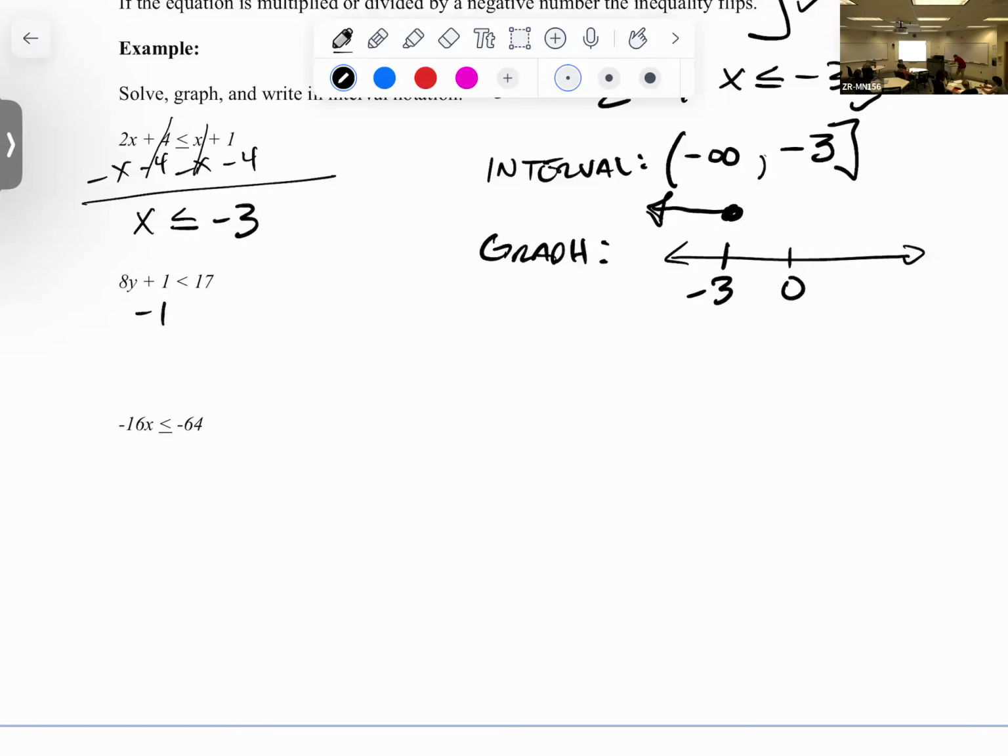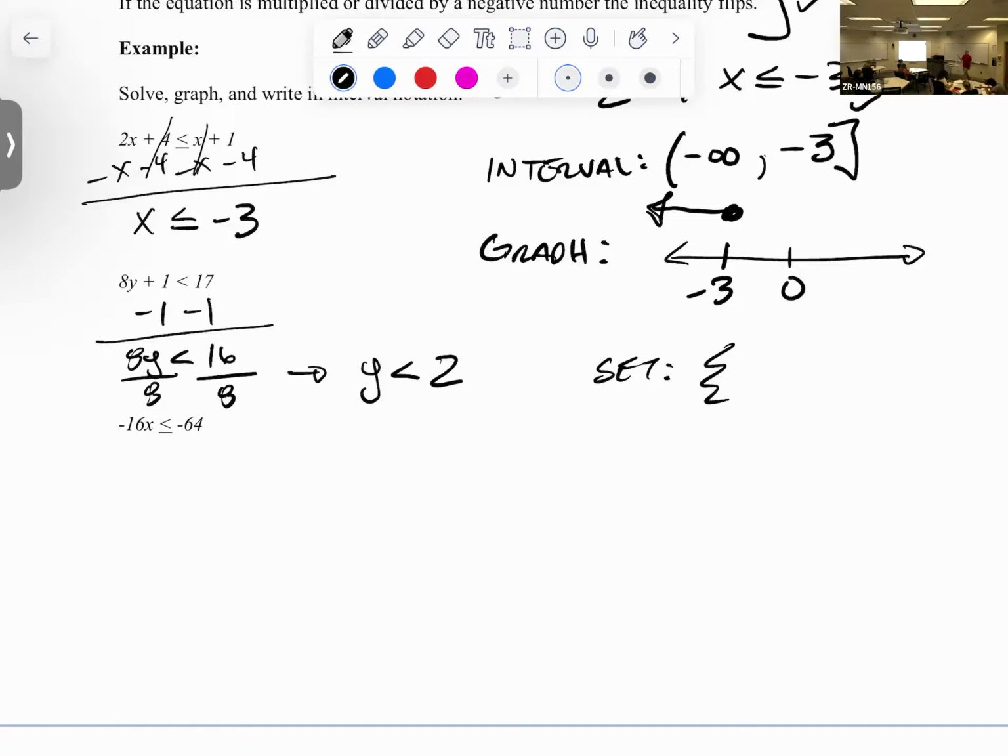Similarly, let's solve this guy. y less than 16 divided by 8 gives us y less than 2. Okay, so set builder. Once you've solved the inequality, the set builder notation is pretty simple, right? Because we've done the hard work. x such that, oh, we're doing y though. y such that y is less than 2.